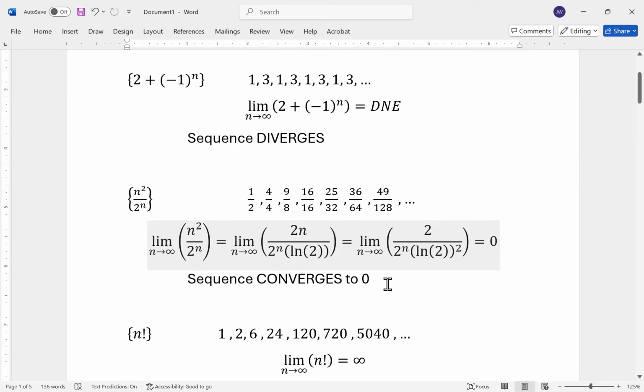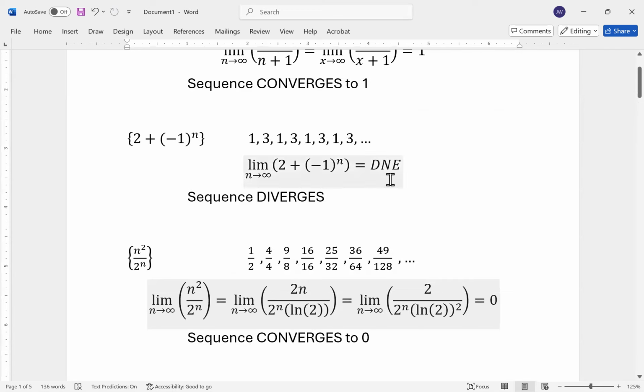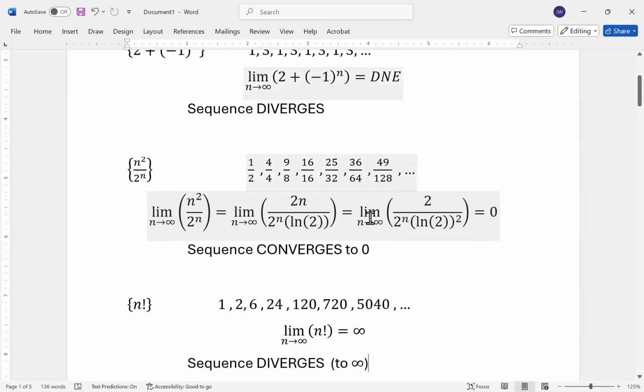So these four are, again, good representations of what could happen. We could converge to a real number. We could diverge because the limit doesn't exist. We could diverge because it goes off to infinity. We could converge to zero. Lots of other things too.